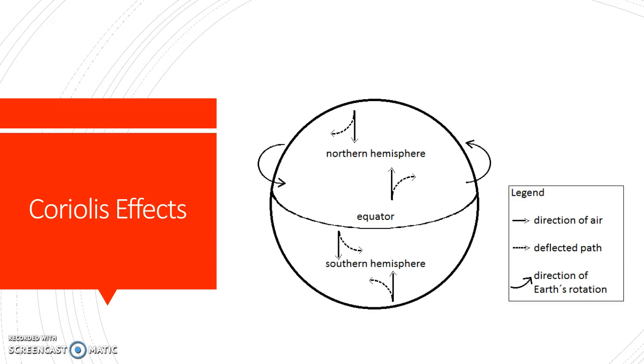And the image I have here depicts how wind rotates in different hemispheres. So in the northern hemisphere, we get a clockwise rotation, and in the southern hemisphere, we get an anti-clockwise or counterclockwise rotation.